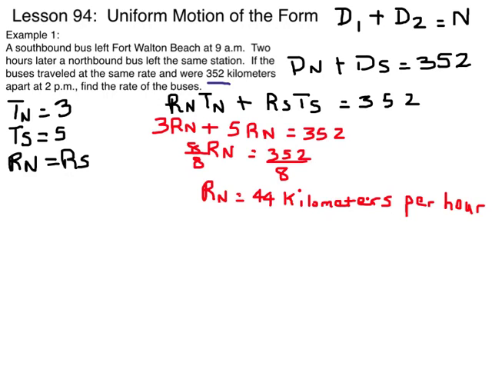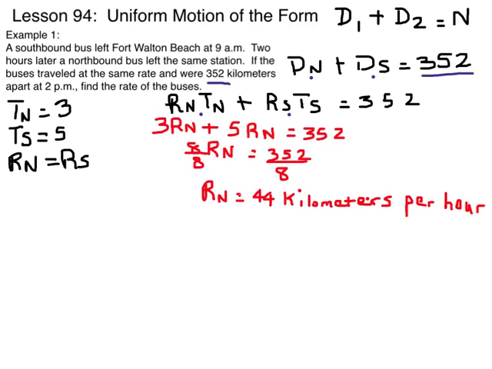All right, so the first thing we know is that the distance of the northbound bus and the distance of the southbound bus is equal to 352 because they were that far apart. And we know that the rate of the northbound times the time of the northbound equals the distance, and the rate of the southbound times the time of the southbound equals the distance of the southbound. So this distance plus this distance is equal to 352.